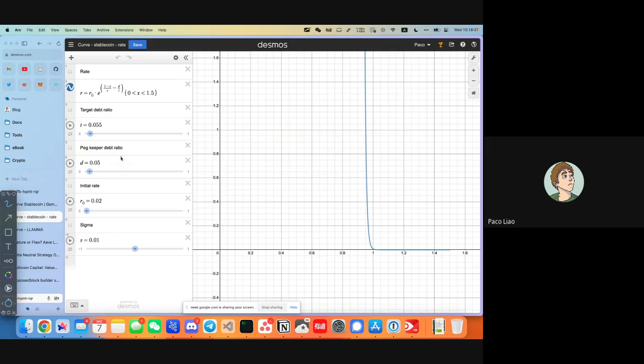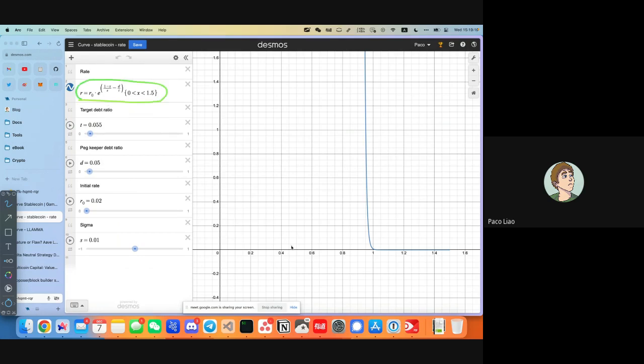So this ratio will change if the peg keeper starts to mint Curve USD. And there's another target ratio that is set by the contract admin. This is the target ratio, and this is the initial rate. And the initial rate may be 2%, the borrowing rate. And there's another constant called sigma in the code. It is set by the contract admin. So the rate will change with this formula.